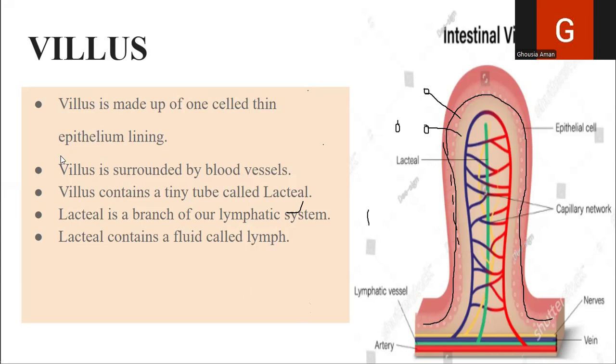The third thing you can see inside the villus is a green colored tube. What is this green colored tube inside the villus? This is called the lacteal. What is the lacteal? The lacteal is a fine branch of our lymphatic system. What is our lymphatic system? The system which helps us to fight against infections.